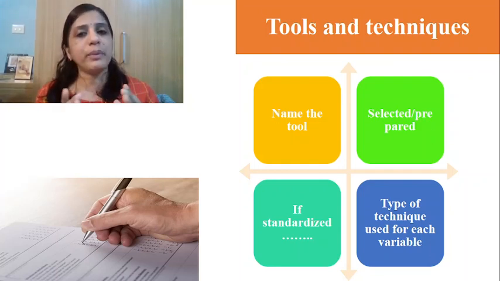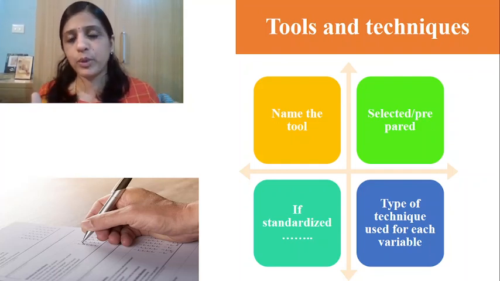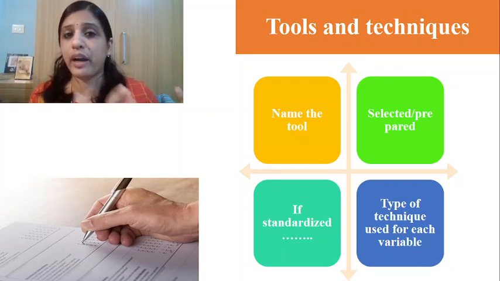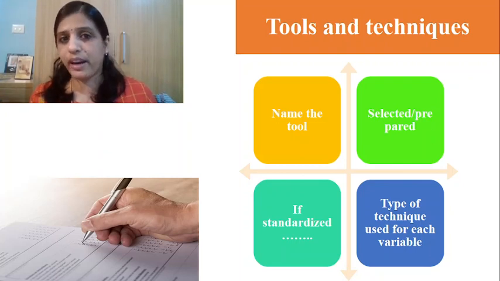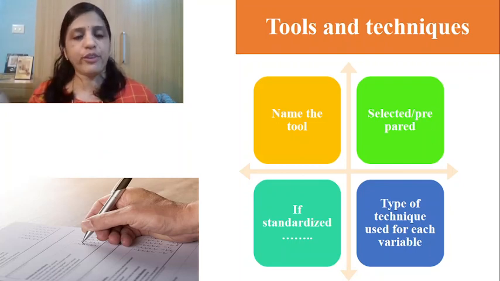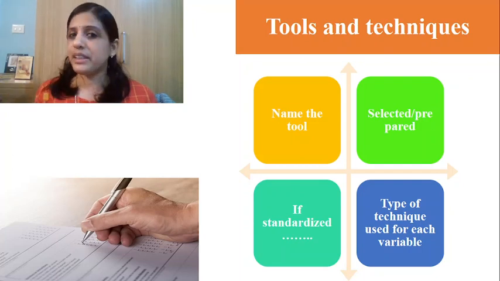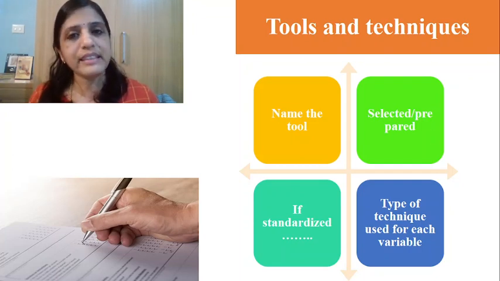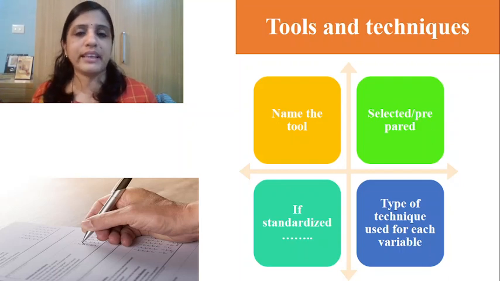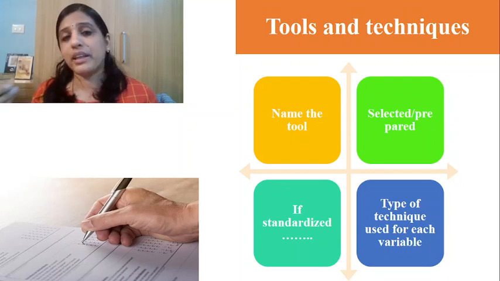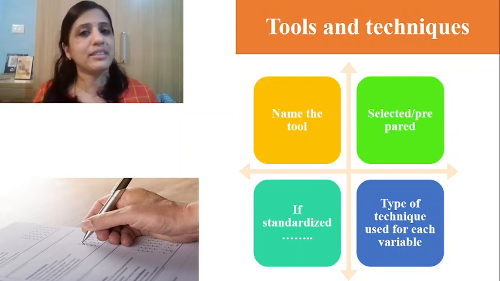So this may not be very important for a proposal, but for the final dissertation presentation, it's very important, because you have to write all these points inside the dissertation. You should write that it is a standardized tool. If you have got permission, that annexure should be there in the dissertation. So please be careful. I have personally seen some students use a standardized tool, but they don't get any permission to use it.